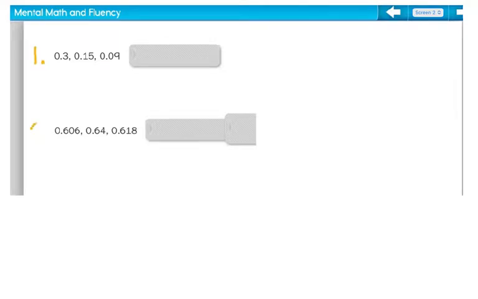Same thing again, number 1 and 2. Place these decimals from least to greatest. Pause your video and do this on your whiteboard.